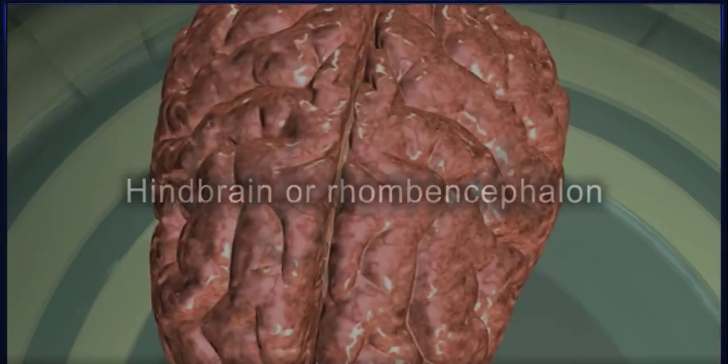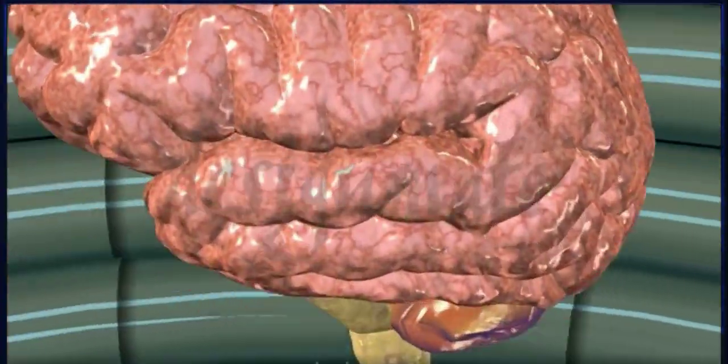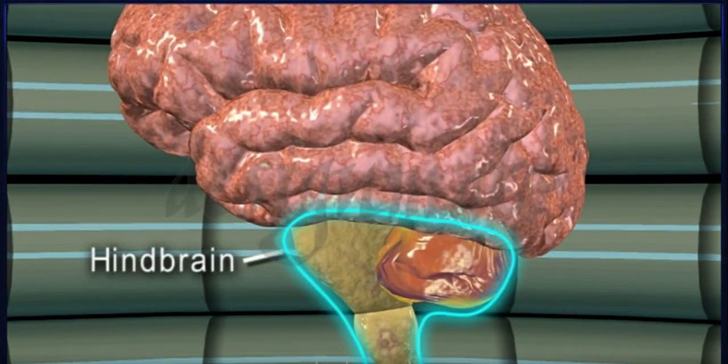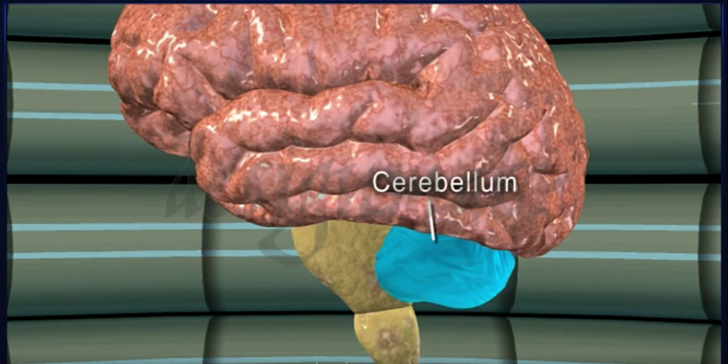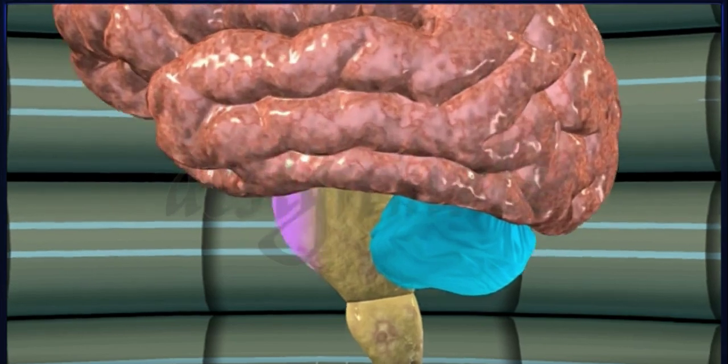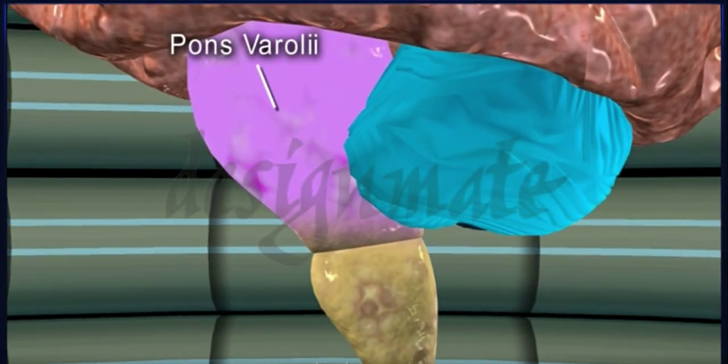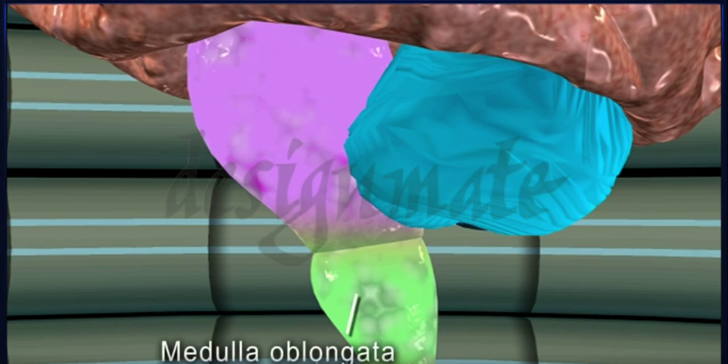Hindbrain or rhombencephalon. The hindbrain has 3 parts: the cerebellum, pons varolii, and medulla oblongata.